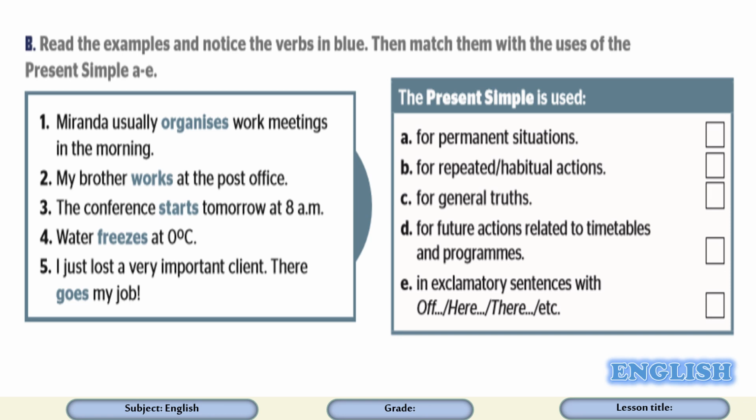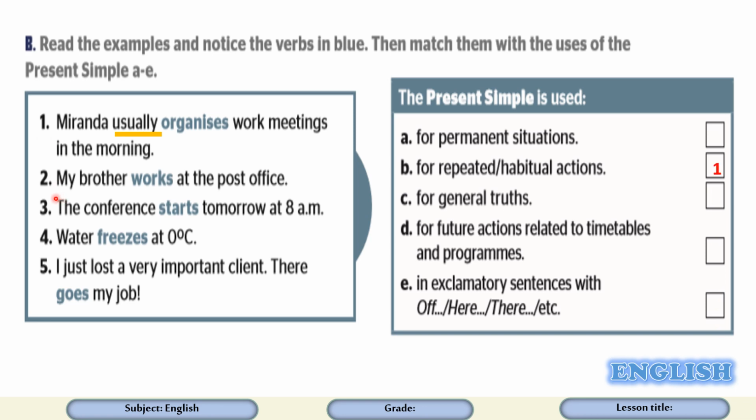Okay, referring back to the student book, page 11, we will do the activity number B. Read the examples and notice the verbs in blue. Then match them with the uses of the present simple A to E. We will focus only on the present simple now. The first one, Miranda usually organizes work meetings in the morning. The key word here, usually. So usually refers to, yes, repeated and habitual actions.